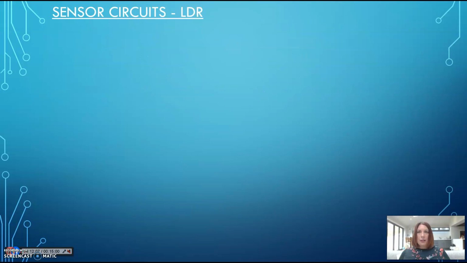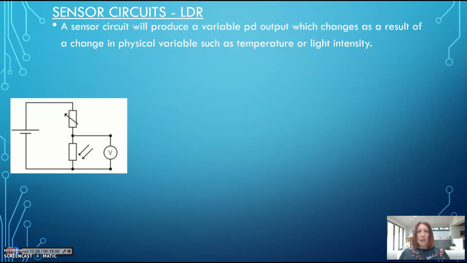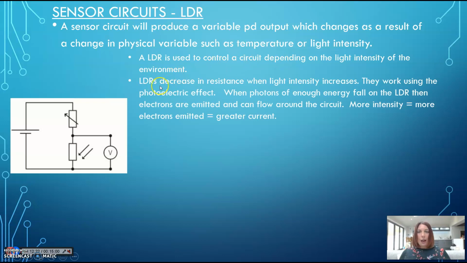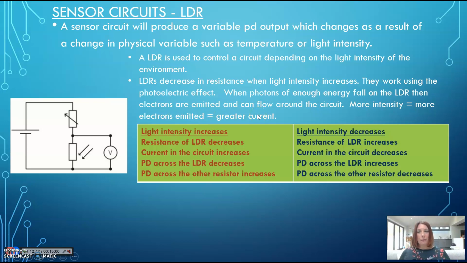The other sensor circuit you need to know about are LDRs, light dependent resistors. They do exactly the same as thermistors, but they work on light. So an LDR is used to control a circuit depending on the light intensity of the environment. LDRs decrease in resistance when light intensity increases. So they have that negative aspect again. They work using the photoelectric effect. So when photons of enough energy fall on the LDR, then electrons are emitted and can flow around the circuit. So if there's more intensity, there's more electrons emitted and you have a greater current.